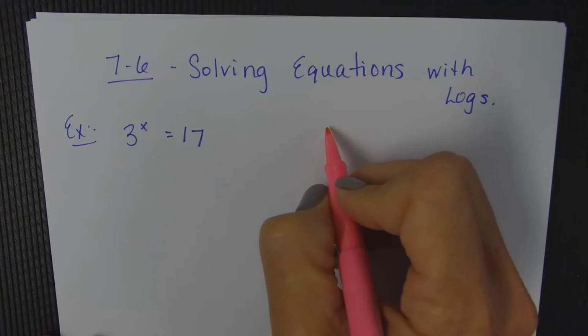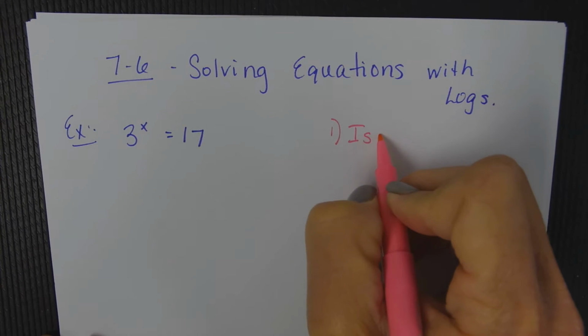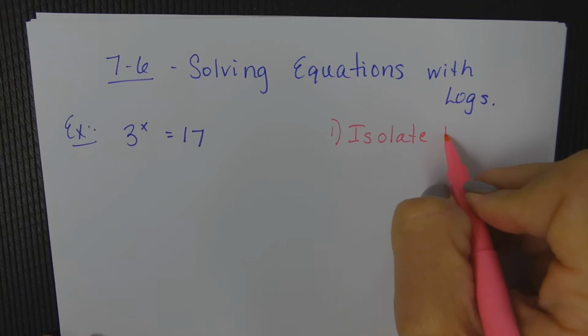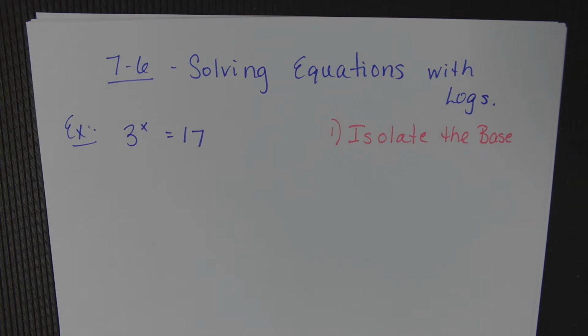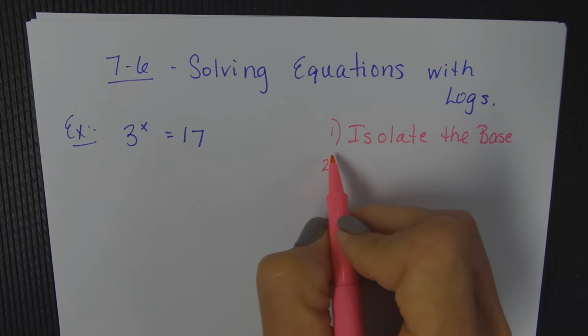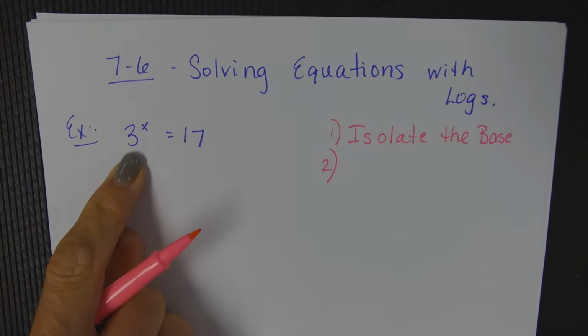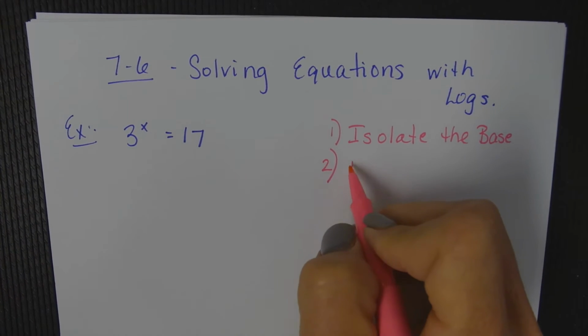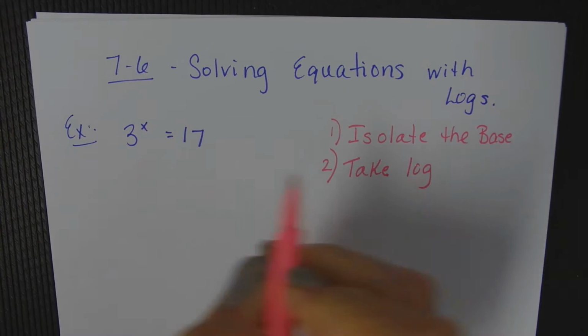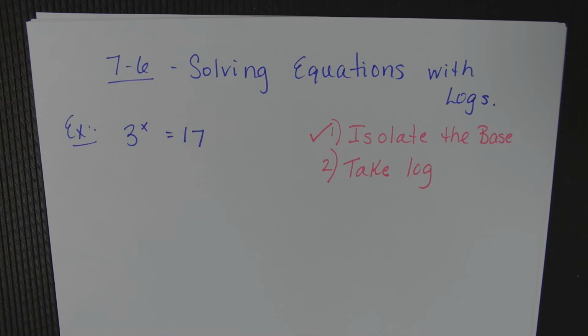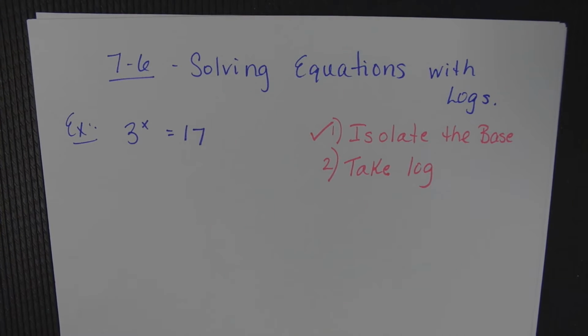All right, first step, isolate the base. You divide by 3. No, it's already done. Step 2. Are they already gonna be done for us in the problems, or do we have to? Both. Good question.